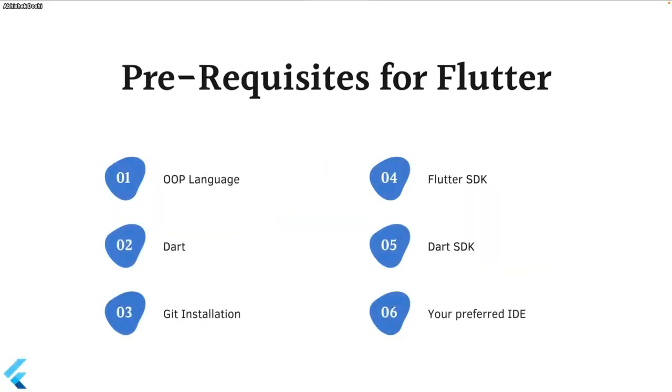So you might have already seen prerequisites for Flutter. First is OOPS language, as I said, because all the OOPS concepts are being used in Flutter. So OOPS concepts becomes very, very important. Dart is the language that is being used by Flutter. So for example, JavaScript is used with React. Same way Dart is used with Flutter. Flutter uses Dart. So Dart is the backbone of Flutter.